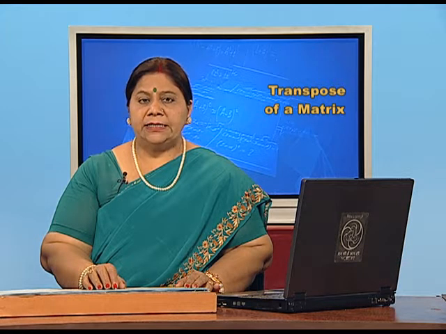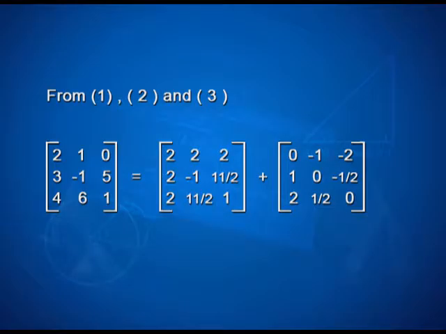Now, from the first, second and third equation, we can express the given matrices as desired: [2, 1; 0, 3; -1, 5; 4, 6, 1] as [2, 2; 2, 2] minus 1, [11/2, 2; 2, 11/2, 1] plus 0, [-1, -2; 1, 0; -1/2, 2; 1/2, 0].